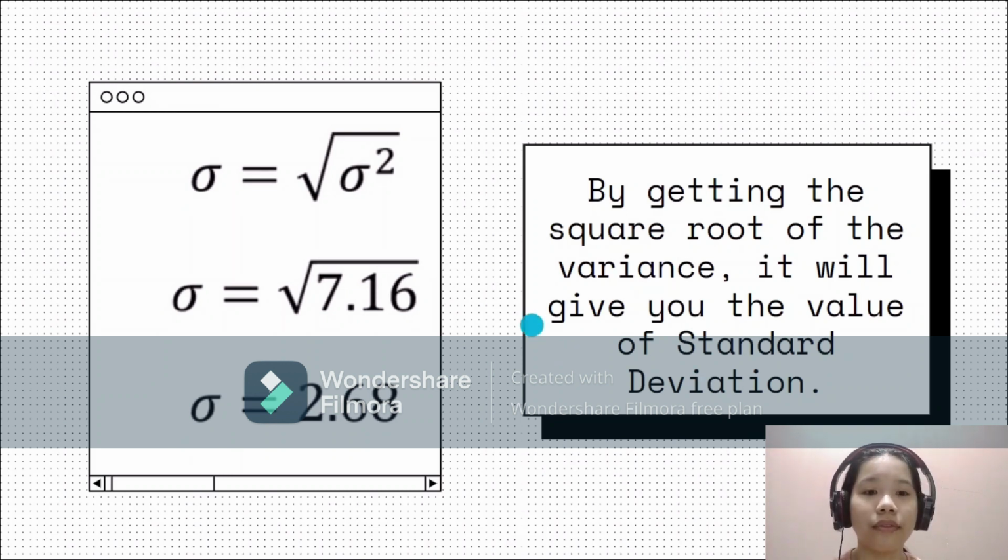So we're done getting the value of the variance and the mean, so we'll now proceed in getting the value of standard deviation. By getting the square root of the variance, it will give you the value of standard deviation. So we're just going to get the square root of the value of the variance that we got earlier. So standard deviation equals the square root of 7.16, which is the value of variance, equals 2.68.